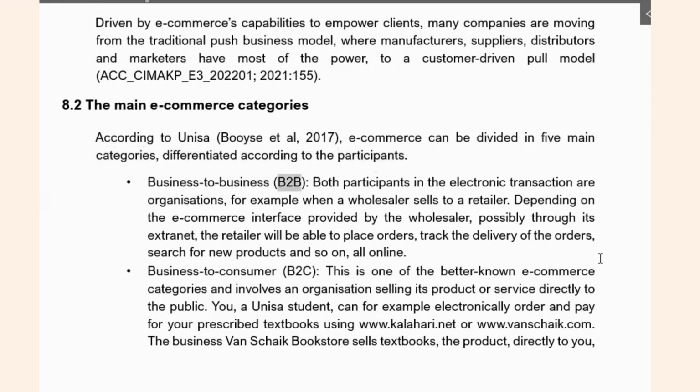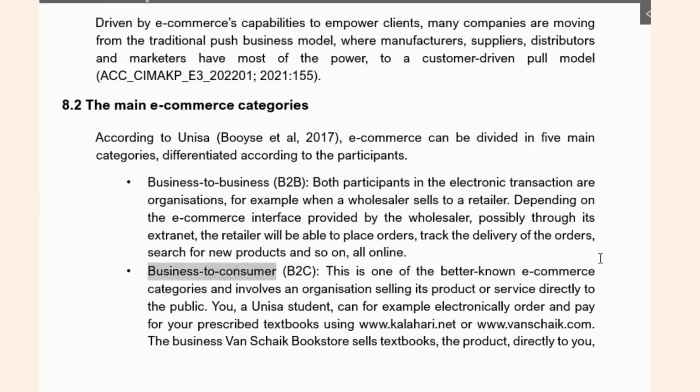Business to business, B2B. Both participants in the electronic transaction are organizations, for example when a wholesaler sells to a retailer. Depending on the e-commerce interface provided by the wholesaler, possibly through its extranet, the retailer will be able to place orders, track the delivery of the orders, search for new products and so on, all online.